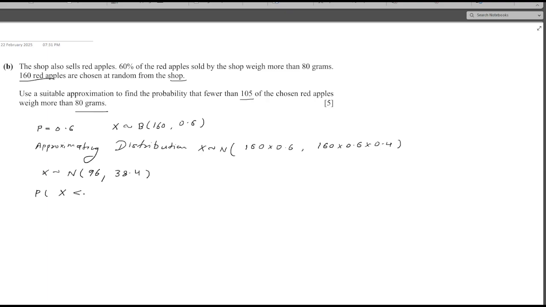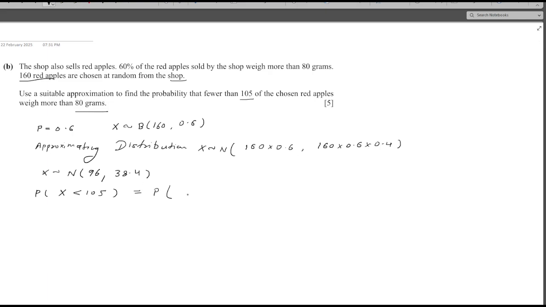I have to find the probability of X less than 105. The question is to use a suitable approximation to find the probability that fewer than 105 of the chosen red apples weigh more than 80 grams. So less than 105 red apples should have weight more than 80 gram. So probability of X less than 105. Now here I am approximating my binomial distribution to normal distribution. Normal distribution is a continuous distribution and binomial distribution is a discrete distribution. So here you have to apply continuity correction.